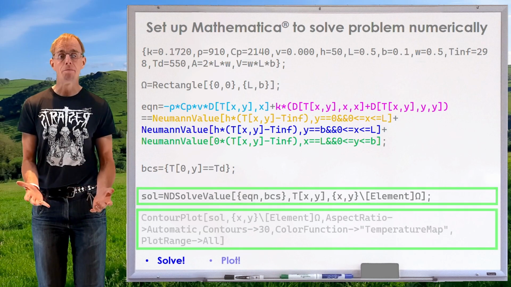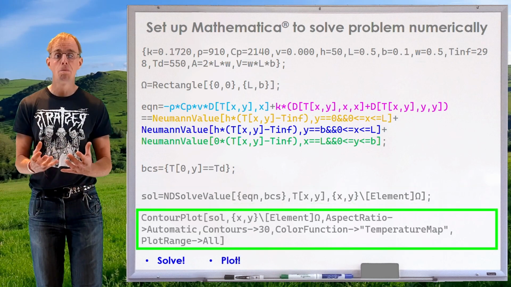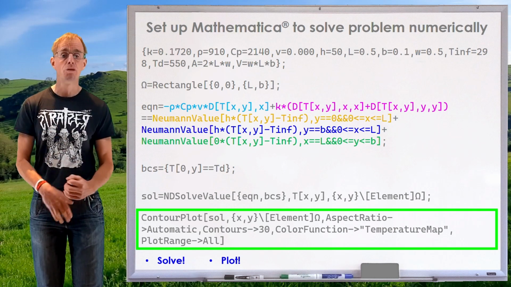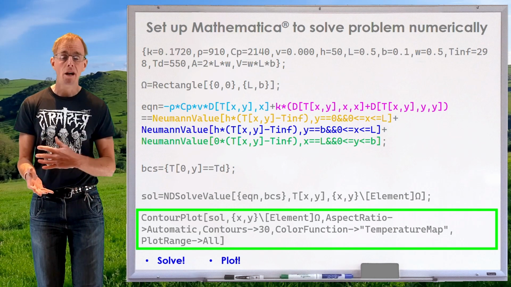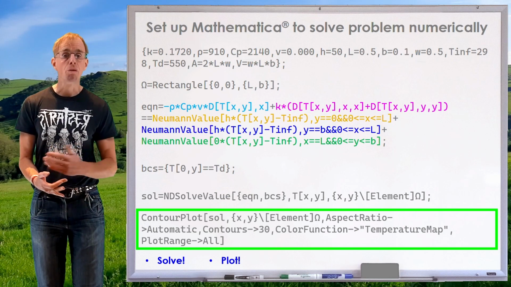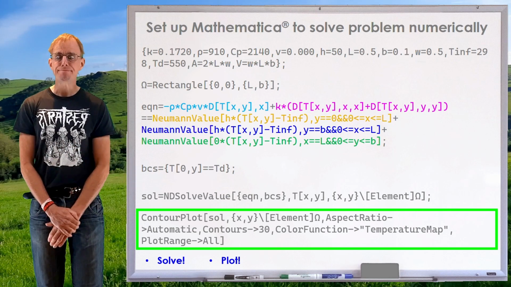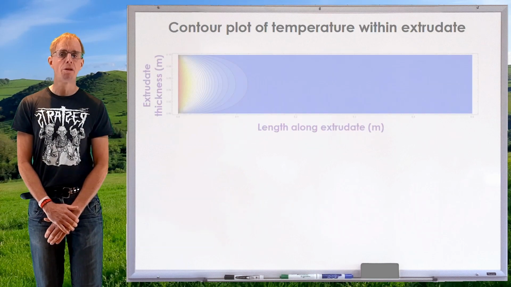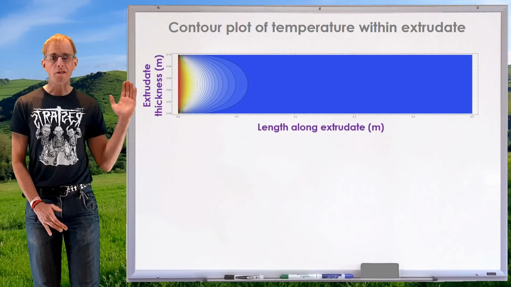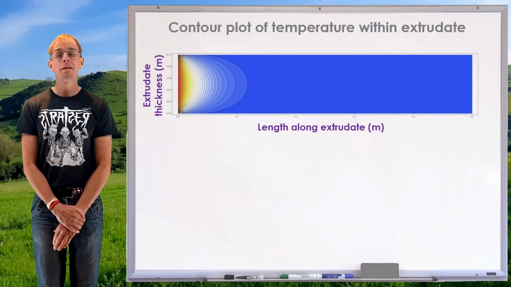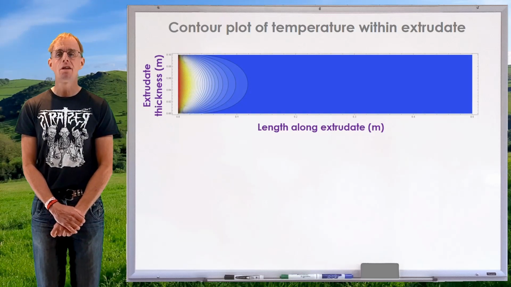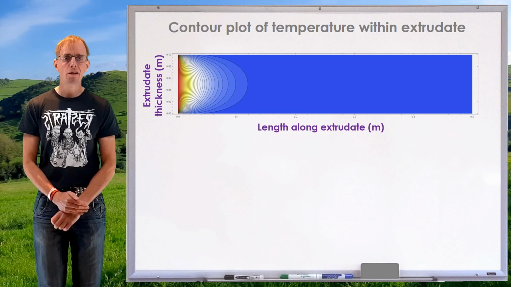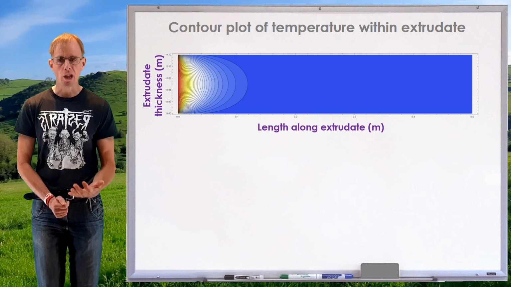And then we need to visualize it. So I'm going to contour plot the solution. And I've got some specifications there that I want 30 contours and I want a temperature map type representation. And I don't want any cropping of the data. All right, let's see what that gives us. So my contour plot of temperature within an extrudate, ta-da, looks like this. And I'm going to compare it to my mental model. I was expecting a gradient along the length, which I have. I was expecting a gradient across the thickness, which I have.